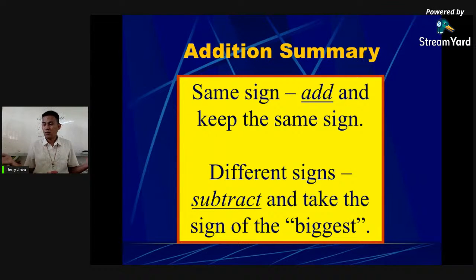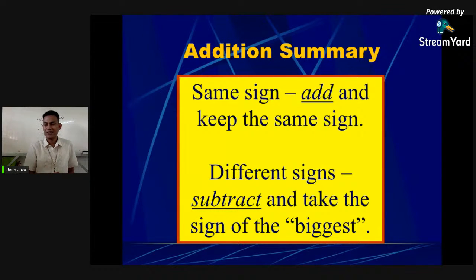But what happens if it's different signs? What are you going to do? Kapag unlike signs, when you say unlike signs, one is negative, one is positive, or one is positive, one is negative. Unlike sign, what you're going to do is subtract. Okay? You subtract and then copy the sign of the bigger number.